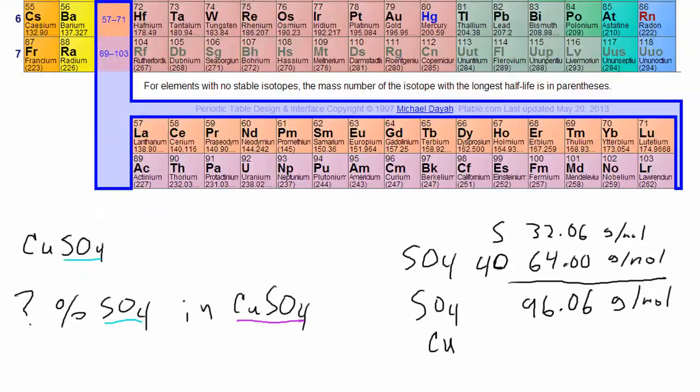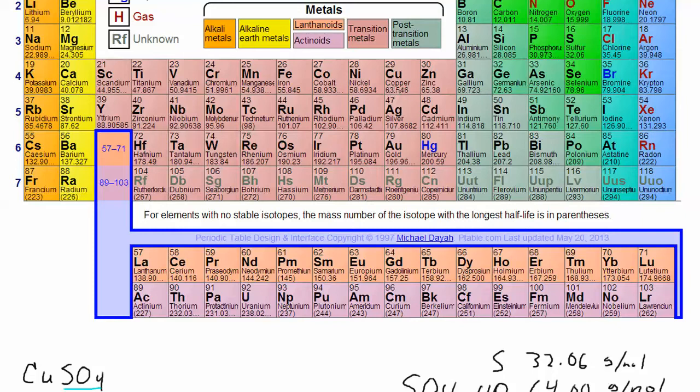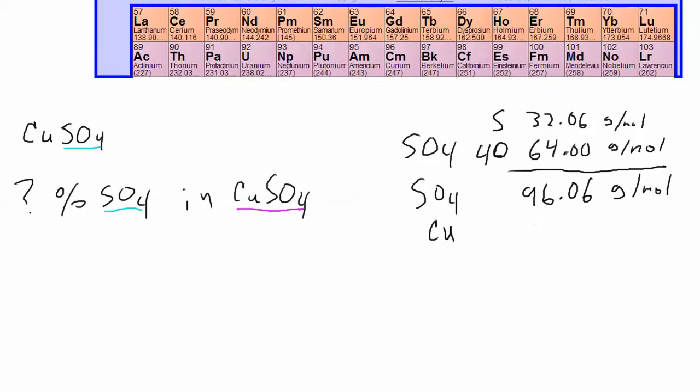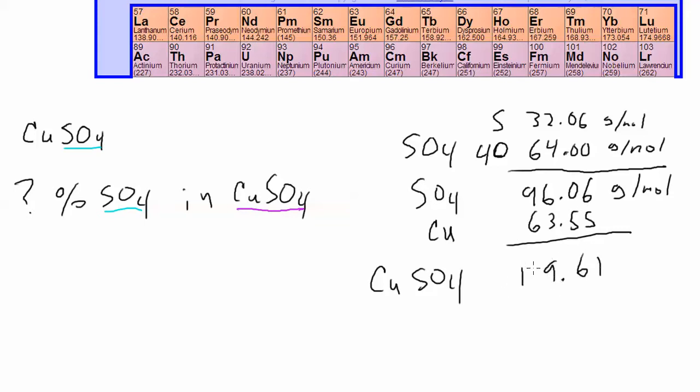So back up to the periodic table, copper's molar mass is 63.55 to 2 decimal places. Now I have to add those together, and that'll give me the mass of copper sulfate, right? So 11, 6, 9, 15. So the molar mass of copper sulfate is 159.61 grams per mole. All right, so why did we do all that math?